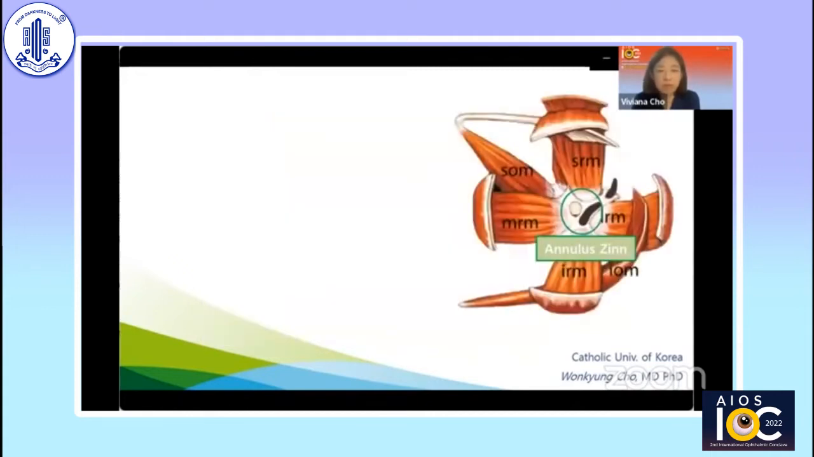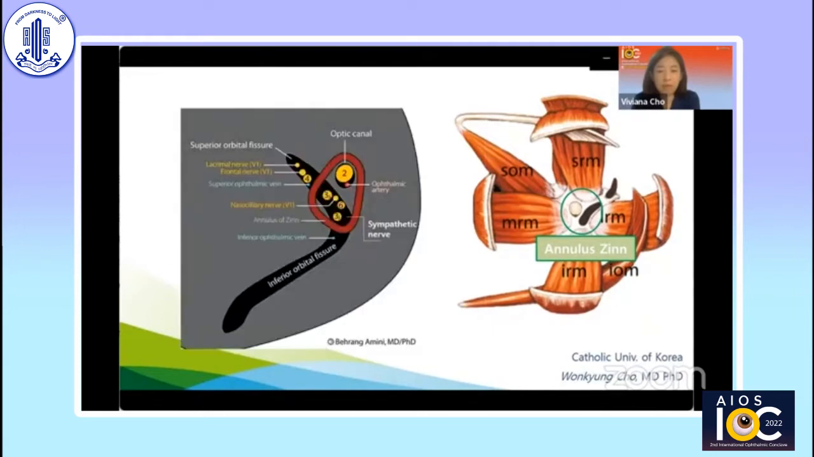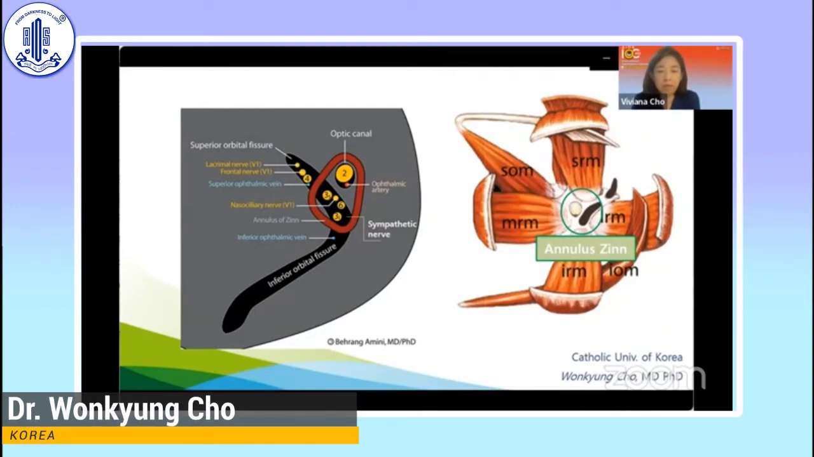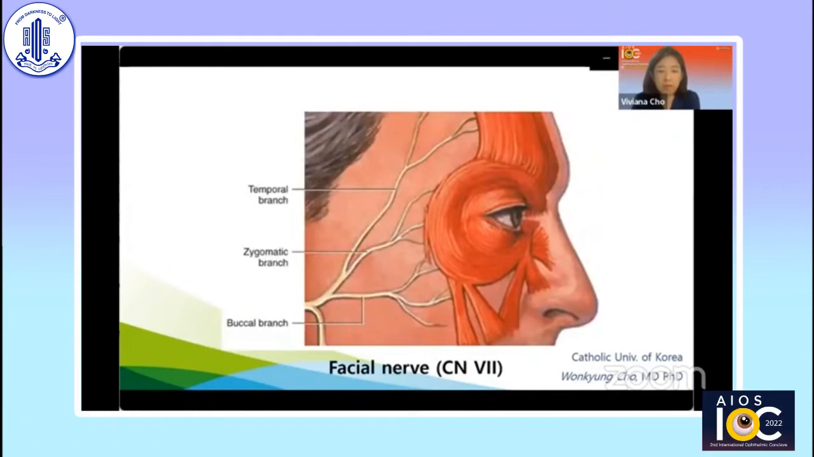The annulus of Zinn is a fibrous band continuous with the periorbita, and the four rectus muscles arise from it. The annulus of Zinn divides the superior orbital fissure into the superior and the inferior part. The red circle is the annulus of Zinn, and you can see the superior branch and the inferior branch of the third cranial nerve, and the sixth cranial nerve, pass the inferior part of the superior orbital fissure. The frontalis muscle is innervated by the temporal branch of the facial nerve.